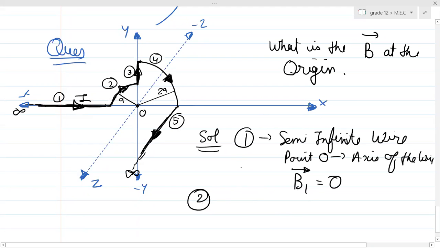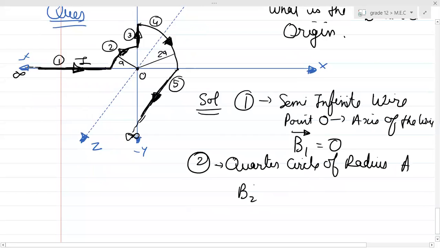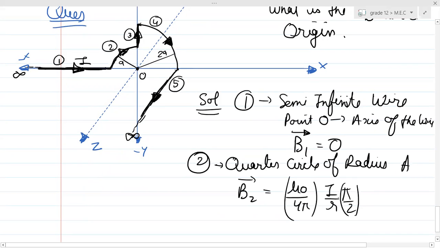Now second part, can you see a quarter circle? The second part is basically a quarter circle of radius A. So what is the magnitude? Can anyone tell me the magnitude? Mu naught by 4 pi, I by R into pi by 2, which can be A, right? I by A. Yes, perfect.